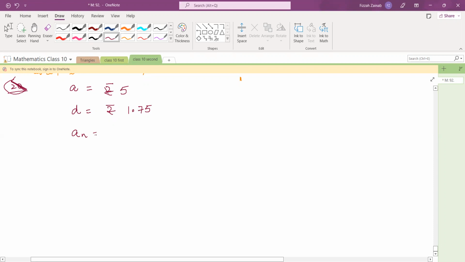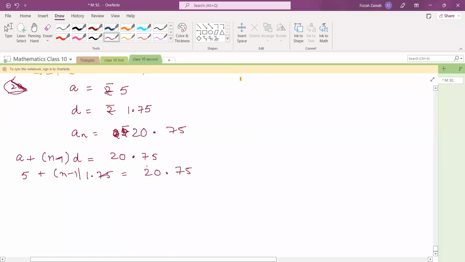If in the nth week her weekly saving becomes this, so basically AN is actually given to you here, that is rupees 20.75. So you have to tell N. Simple calculation, that's it. Do it now. So A plus N minus 1 into D is equal to 20.75. Now A is 5 plus N minus 1 into 1.75 is equal to 20.75, correct? Now do it carefully. So first, N minus 1 into 1.75 is equal to 20.75 minus 5, right?